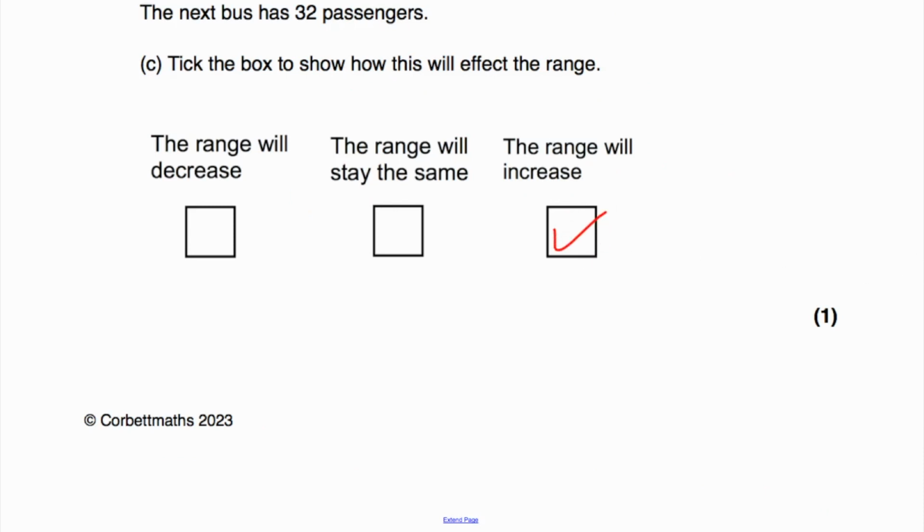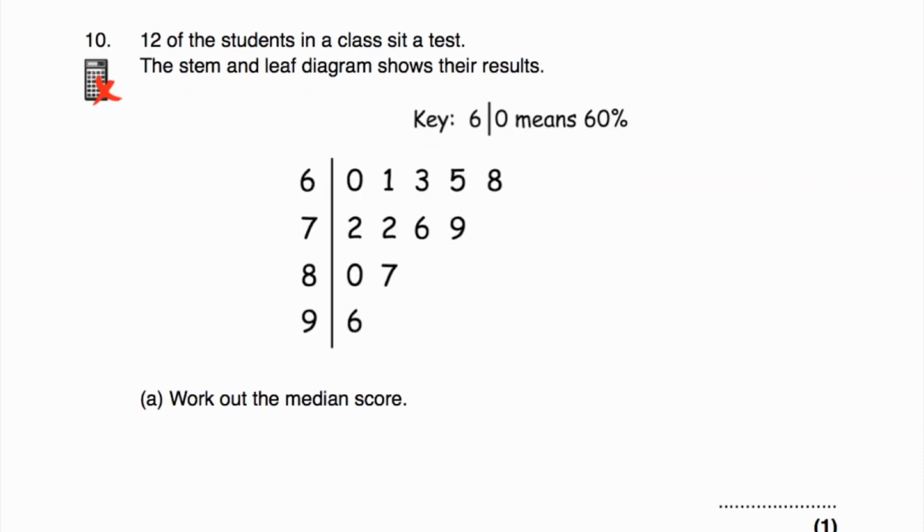Okay, let's have a look at our next question. Question number 10 says there's 12 students in a class and they sit a test, and the stem and leaf diagram shows their results. We've got a key, 6 line 0 means 60%. So we've got their scores, 60%, 61%, 63%, 65%, 68%, all the way up to 96%. And we're asked to work out the median score.